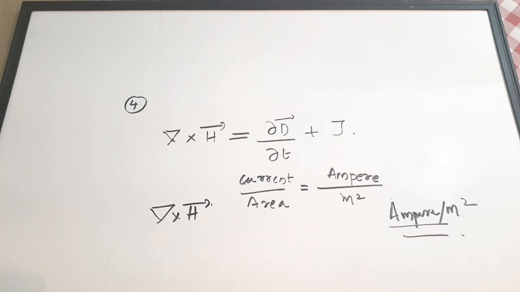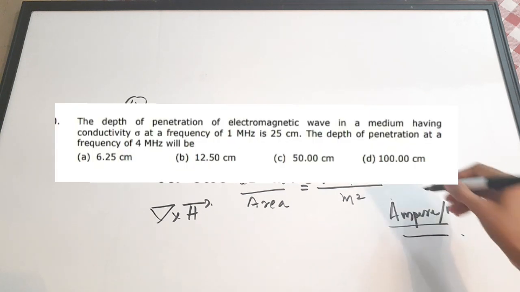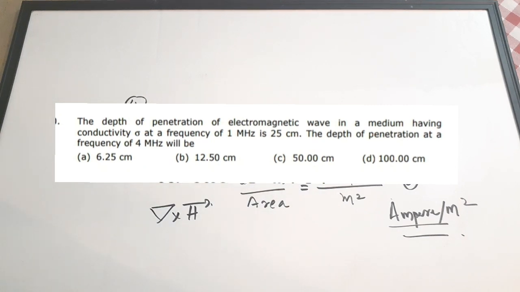Now from the options, the correct answer is option C, which is ampere per meter square. So just know that the unit of del cross H is equal to the unit of current density, which is related by Maxwell's equations. So the correct answer for question number 4 is option C. The question is again from electromagnetic theory or EM waves generally.